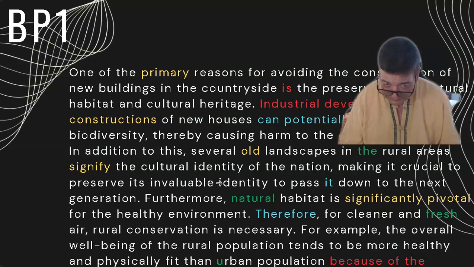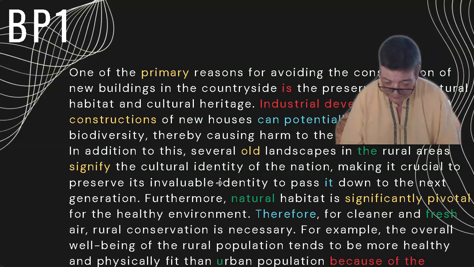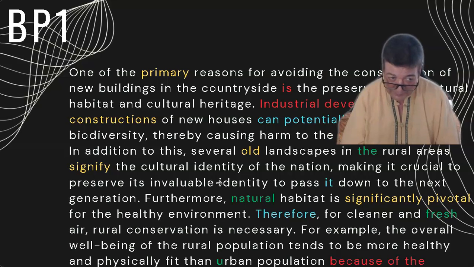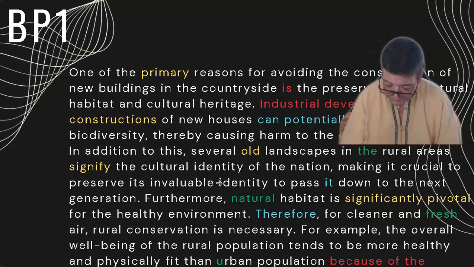Furthermore, natural habitat is significantly pivotal. So significantly pivotal. If it's pivotal, it's already significant. For cleaner and fresh air, for cleaner, fresher air, if you have a comparative like cleaner, then cleaner than what? Is necessary. It does not follow. Okay, and then this last statement here is completely unsupported with any logic or examples. The overall well-being of rural tends to be more healthy and physically fit than urban populations. How do you know this?